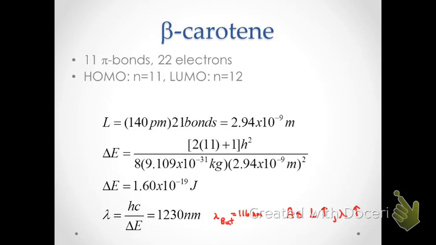So again, as we increase the length of the conjugated chain, we're going to see a shift in the HOMO-LUMO wavelength to larger values, to longer wavelengths. This is a trend that the particle-in-a-box model, while not terribly accurate when it comes to wavelengths, because it is a very primitive model, does a good job of predicting.